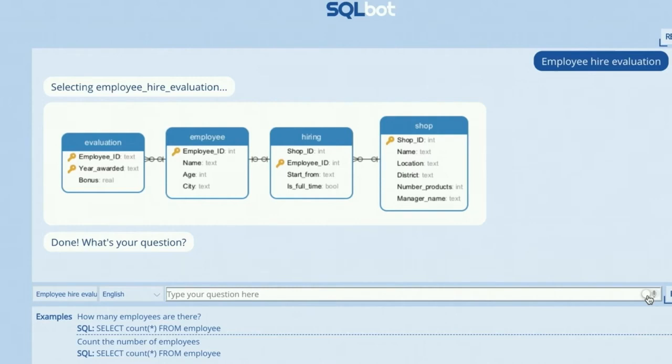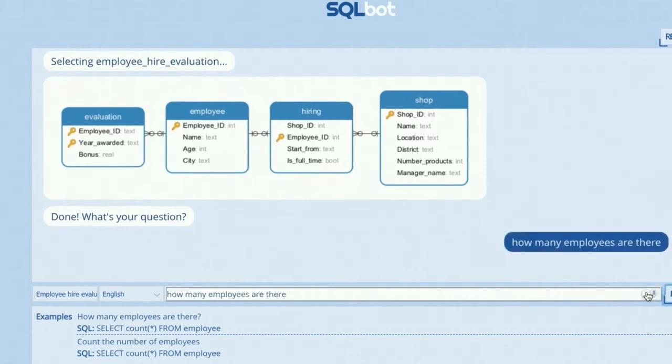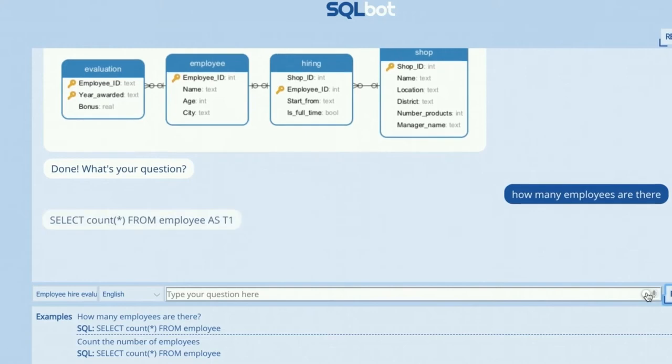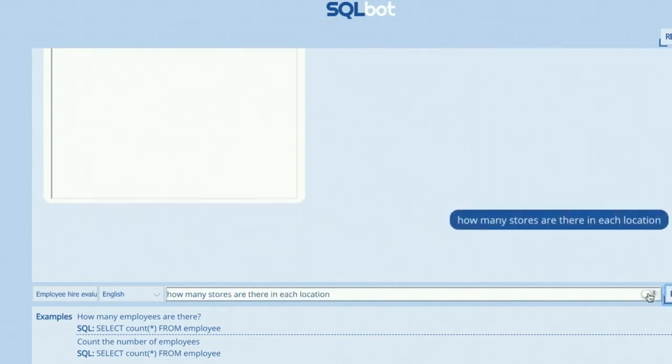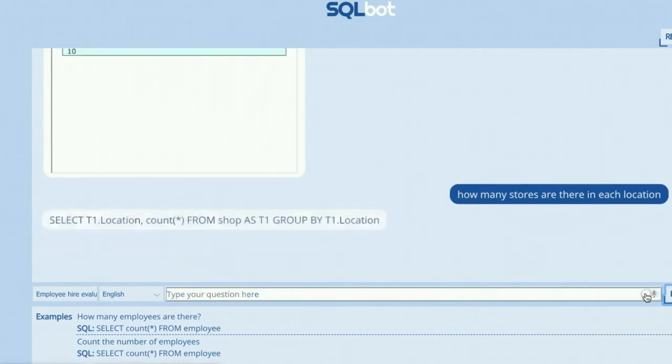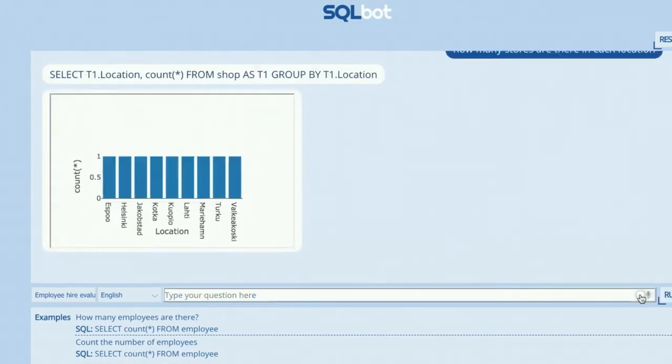Now let's find how many employees are in the employee table. How many employees are there? Let's send a group by query in natural language. How many stores are there in each location? SQLbot then returns the result in a histogram format.